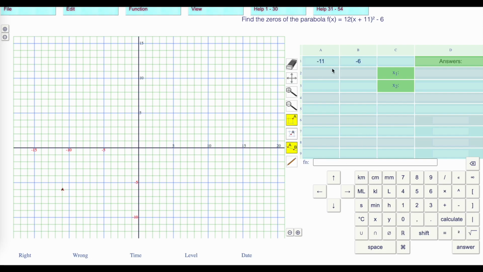When it is -10, we get positive 6. And how about -12? We should also get positive 6. We do get positive 6. It looks like this. We can see our zeros are at -10 point something and -11 point something. We're going to have to use algebra to figure that out.